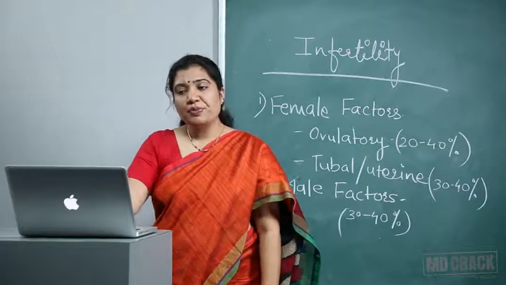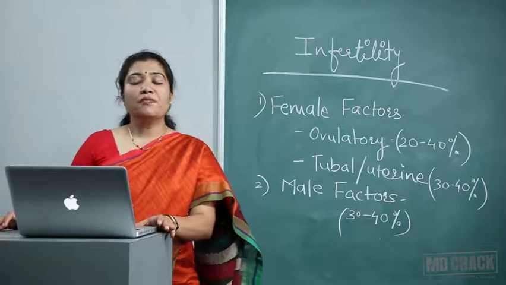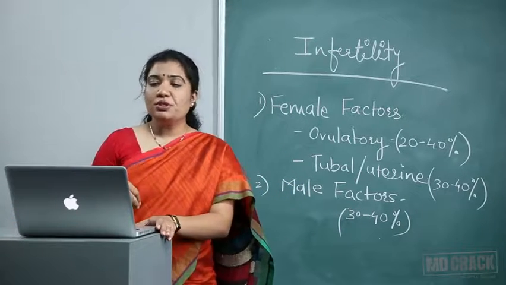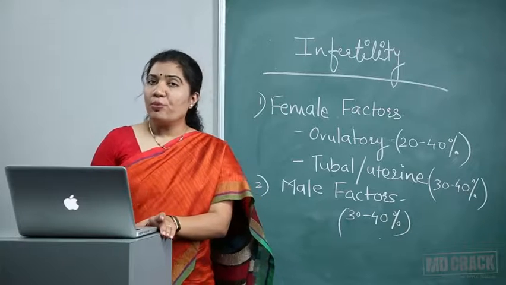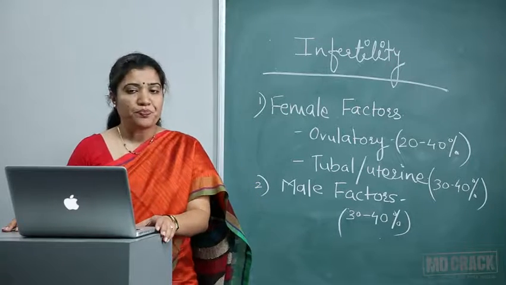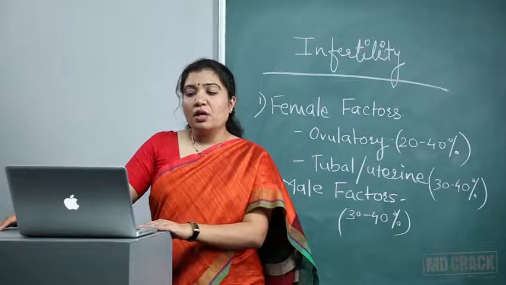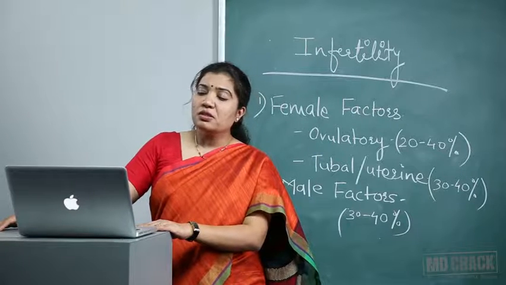So Asherman's, septate and bicornuate uterus, we can do metroplasty. For adenomyosis, we can do surgery or medical management. Fibroids, we can do myomectomy. Dyspareunia, correction of retroversion.